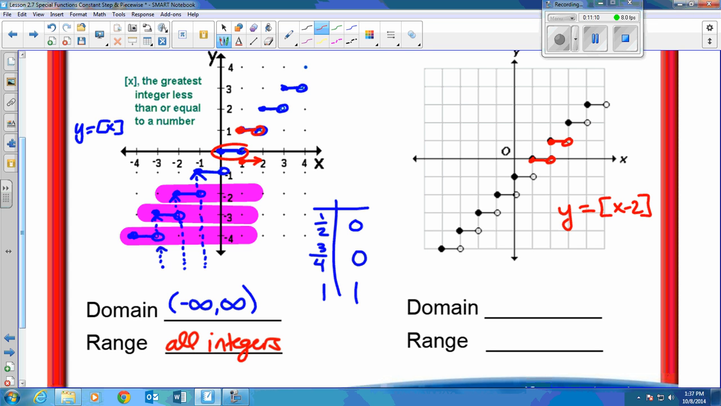So if I tell you these two are related, all this guy did was shift to the right. I give you the equations. Well, if my domain was everything and I shift everything to the right, what's my domain now? Everything. Everything doesn't change.